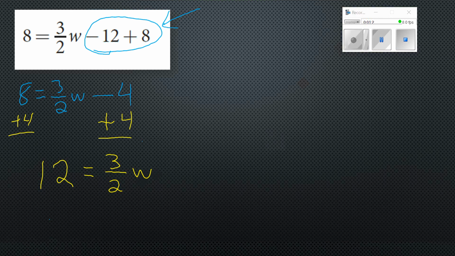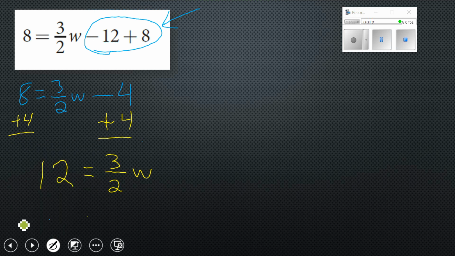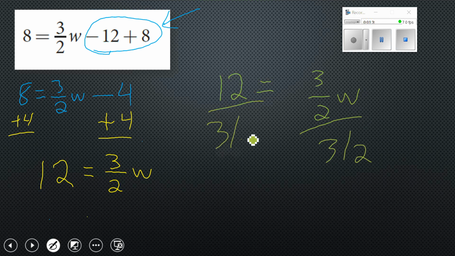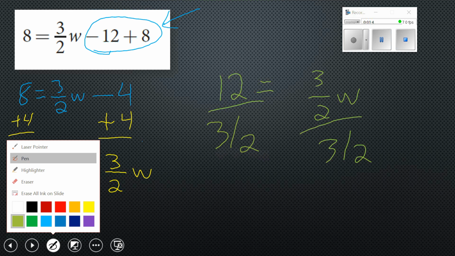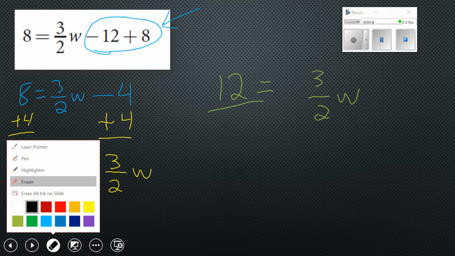Okay, so our next step is going to be to get rid of the 3/2 next to the w. So I'm going to rewrite it up here so we have a little room to work with. We have 3/2 w over there, and we could divide both sides by 3/2, so that would look like this. It starts to get messy in that case, so what I suggest instead is to multiply by the reciprocal of what's on the right side.